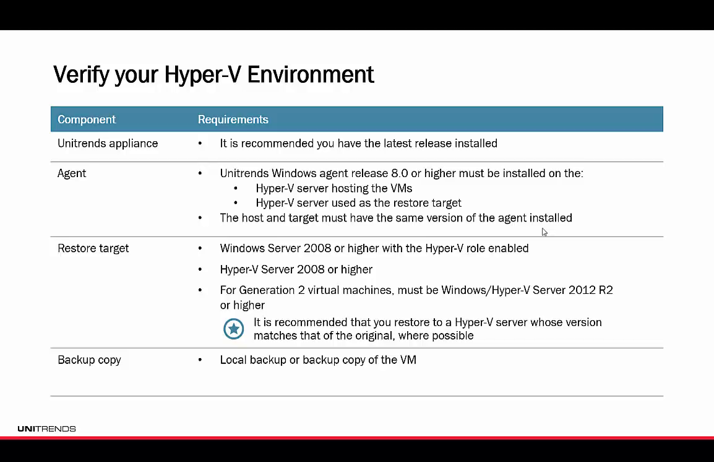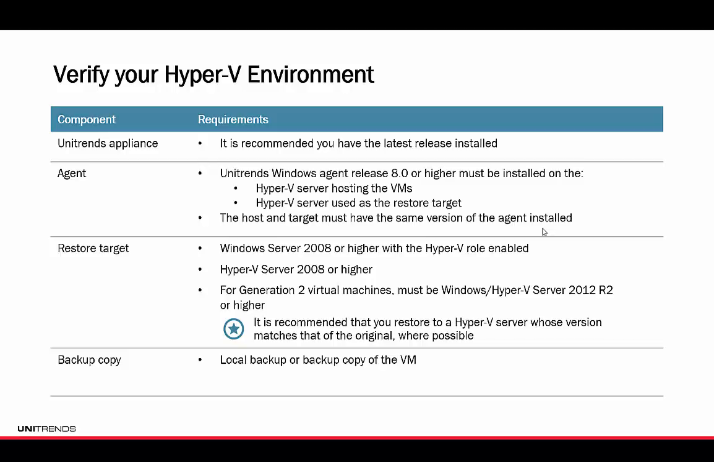Now, the restore target then is the Hyper-V guest itself. Once again, it can be Windows Server 2008 or higher with Hyper-V roles enabled. And it can be, of course, Hyper-V Server 2008 or higher as well. Now, for Generation 2 virtual machines, it has to be Windows or Hyper-V Server 2012 or higher. You cannot do Generation 2 to any 2008, if you read that backwards.